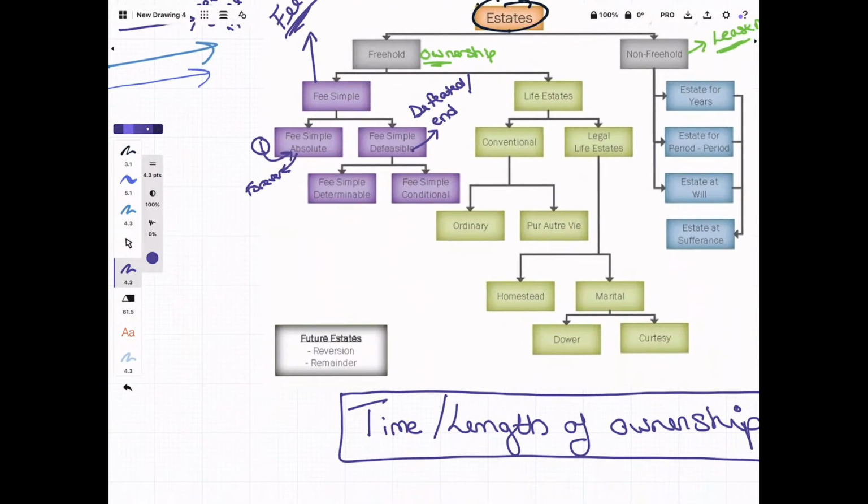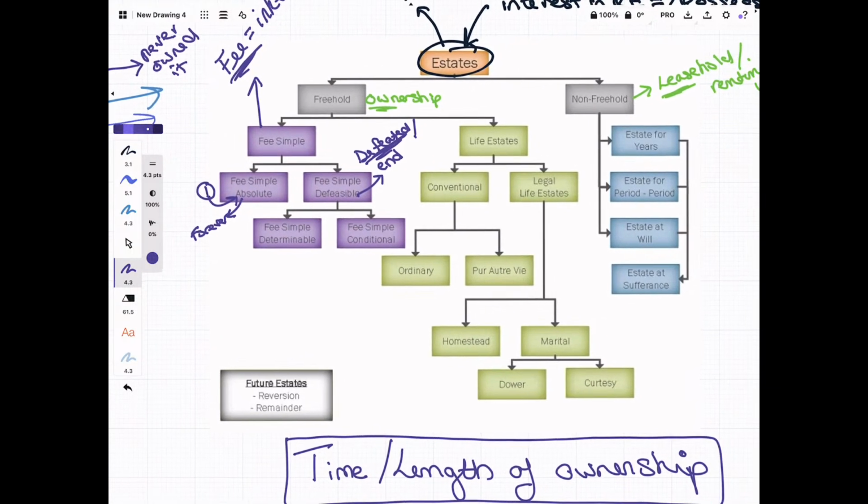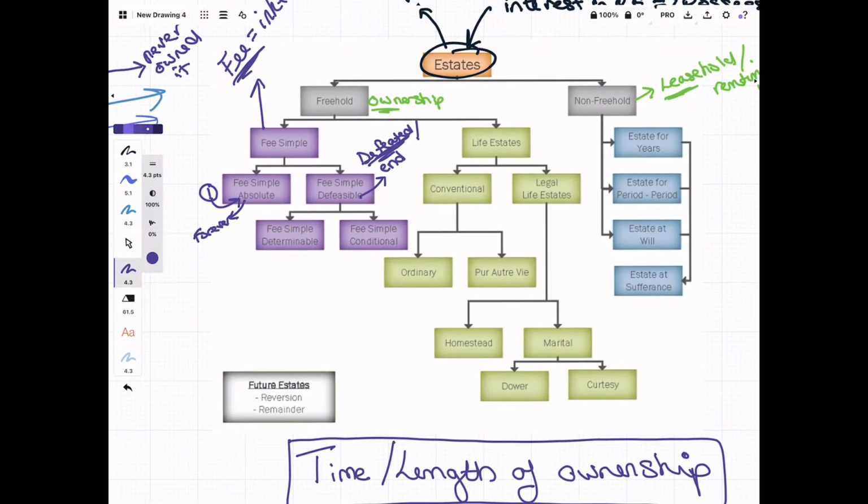All right? So let's go back to this defeasible thing. I want you to think of defeated as ended. And if you want to take a picture of the chart at the end of it, I can erase it all and it'll just be the plain chart.